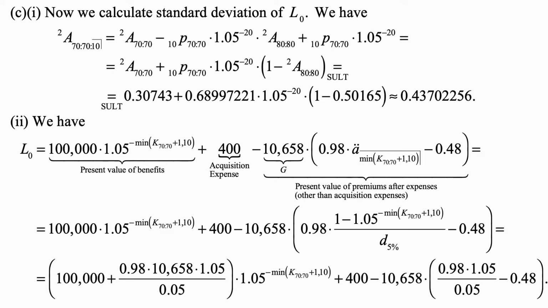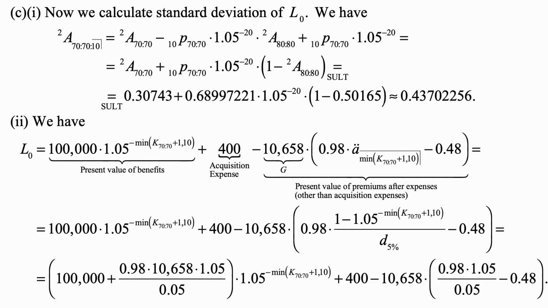Part C, Part 1. We calculate the standard deviation of L0. We have the second moment for life insurance, this endowment contract 70 colon angle 10. That's equal to the second moment of A 70 colon 70, minus 10p 70 colon 70 times 1.05 to the negative 20th. Remember, we are calculating the second moment, so that's at double the force of interest. And doubling the force of interest means that you'd have to square 1.05 to the negative 10.